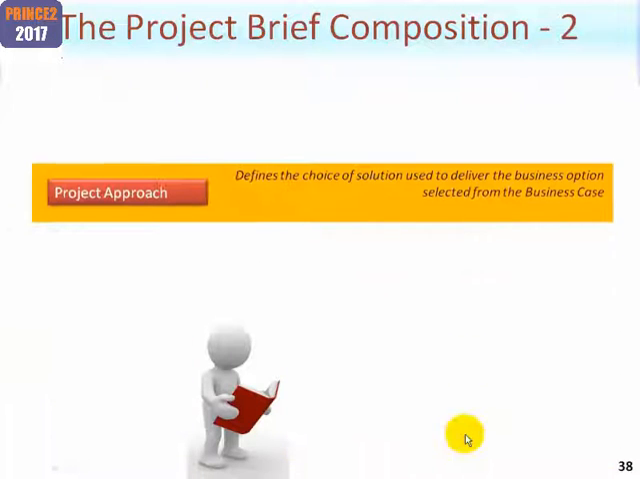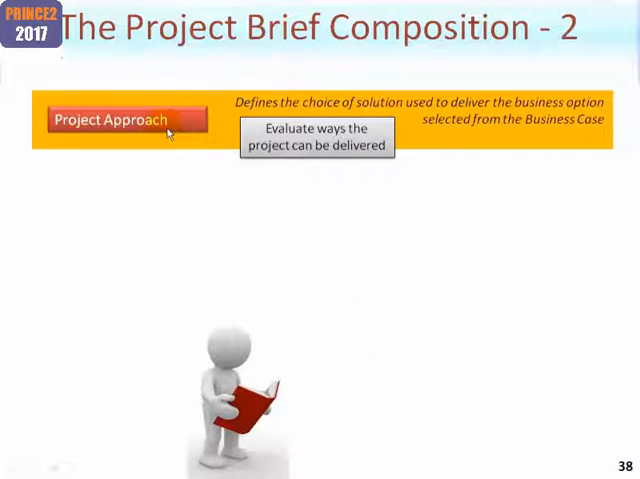Continuing with the project brief composition is the project approach, and this covers the choice of the solution that's used, referencing, if you remember, the business option that was chosen from the business case. An approach might encompass aspects such as whether you're going to use an existing product and modify it, or do a brand new design, or to use leading edge or trailing edge technology, or possibly whether the resources will be available from solely within your organization or to outsource some or all aspects of its development.